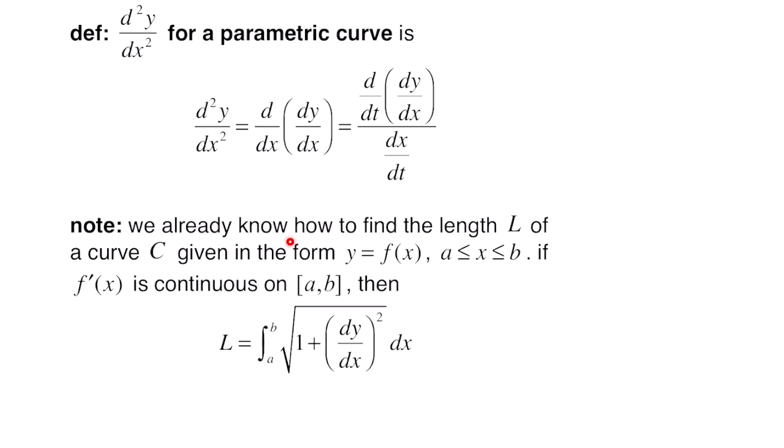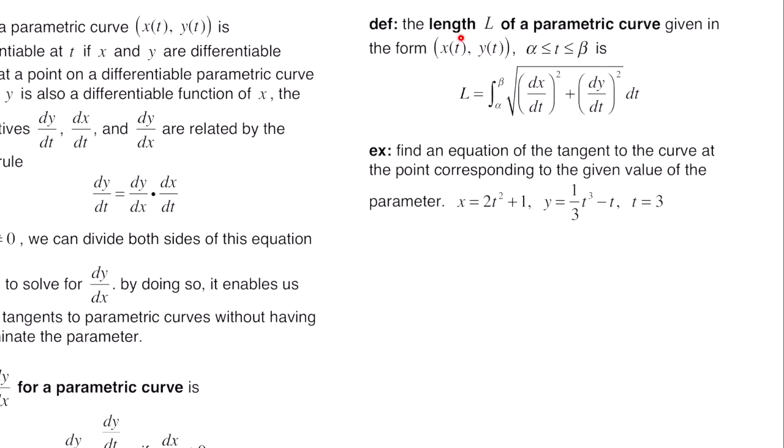Next, it says we already know how to find the length L of a curve C given in the form y equals f of x from a to b. If f prime is continuous on the closed interval from a to b, then we have this formula for the length of a curve. It's the integral from a to b of the square root of 1 plus (dy/dx) squared. And next we have a formula for the length of a parametric curve given in the form x of t, y of t. If t is between alpha and beta, the length is the integral from alpha to beta of the square root of (dx/dt) squared plus (dy/dt) squared.